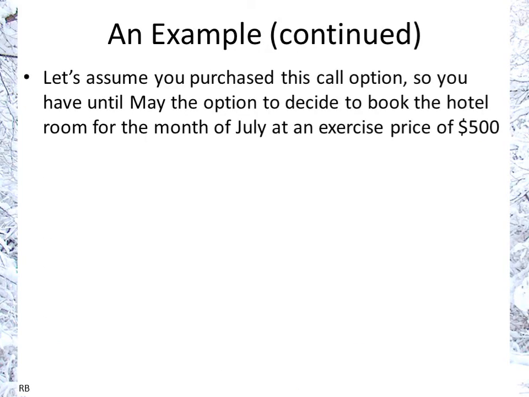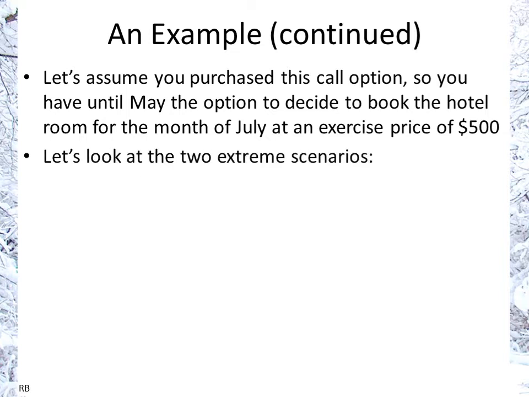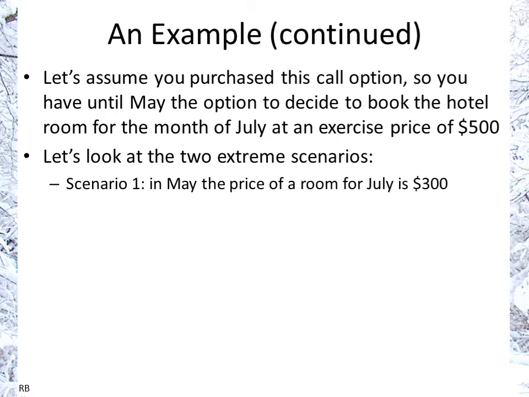So let's say you purchase this call option and you have until May, which is the maturity date or expiry date, to decide whether you're going to book the hotel room at a price of $500, the exercise price. So let's look at the two extreme scenarios. Those are the extreme values that that room could be. So in the first scenario, in May, the price for a room for July would be $300.